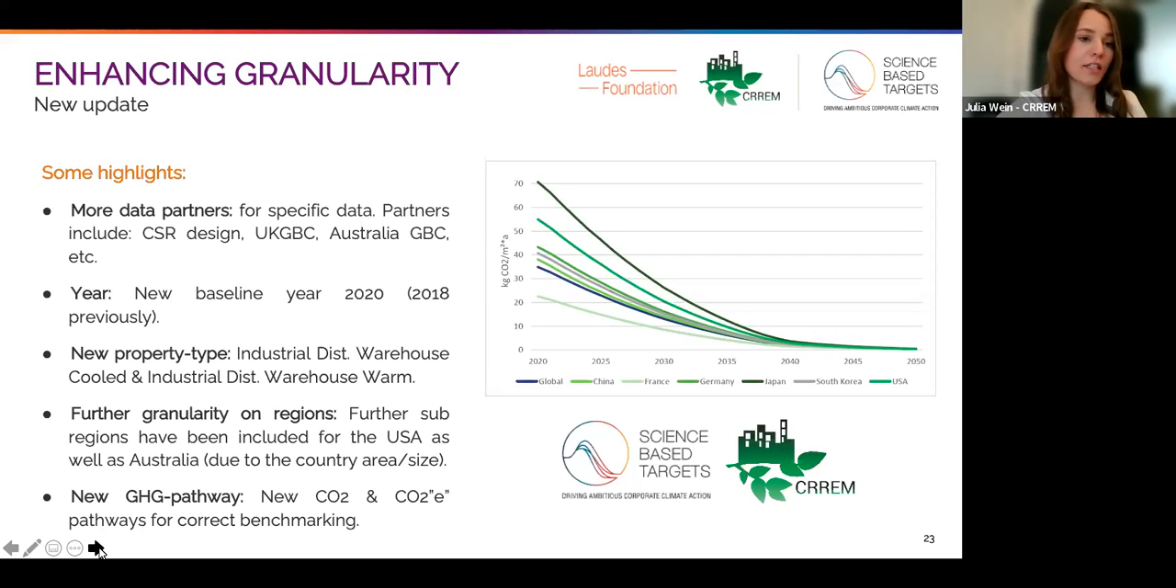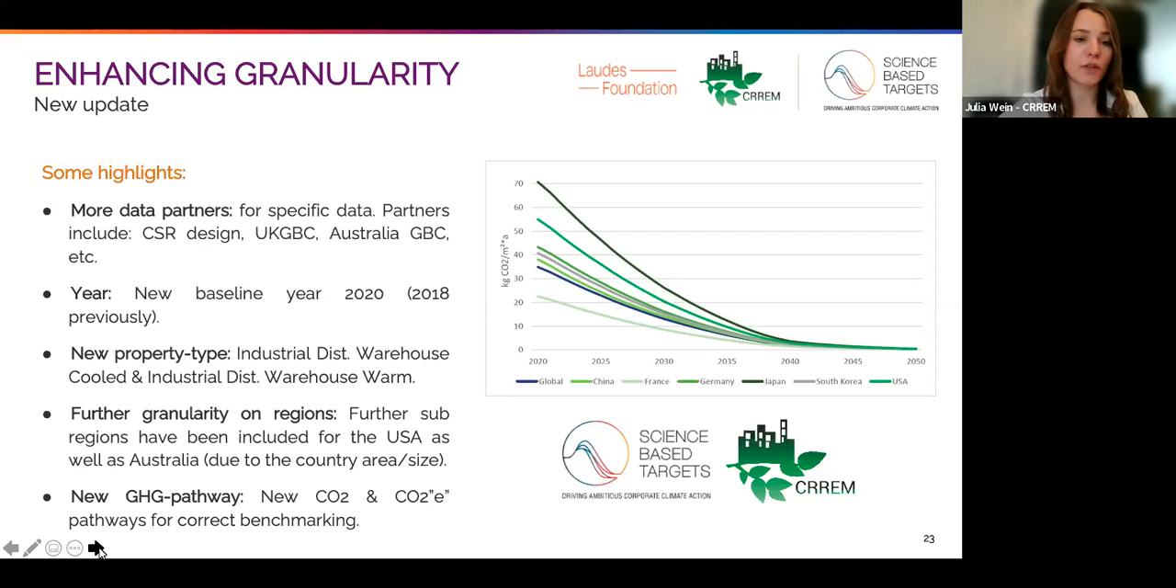Another highlight here is that we have a new GHG pathway. So we have a pathway just looking at CO2, but then also one for CO2e. If you say, okay, we are tracking those F gases and fugitive emissions, then you can of course benchmark against the CO2e pathway. So the small graph here just shows a snapshot of some of the countries. We have a global pathway, which all of the country level pathways converge to. And you can of course also see a couple of other country specific pathways.